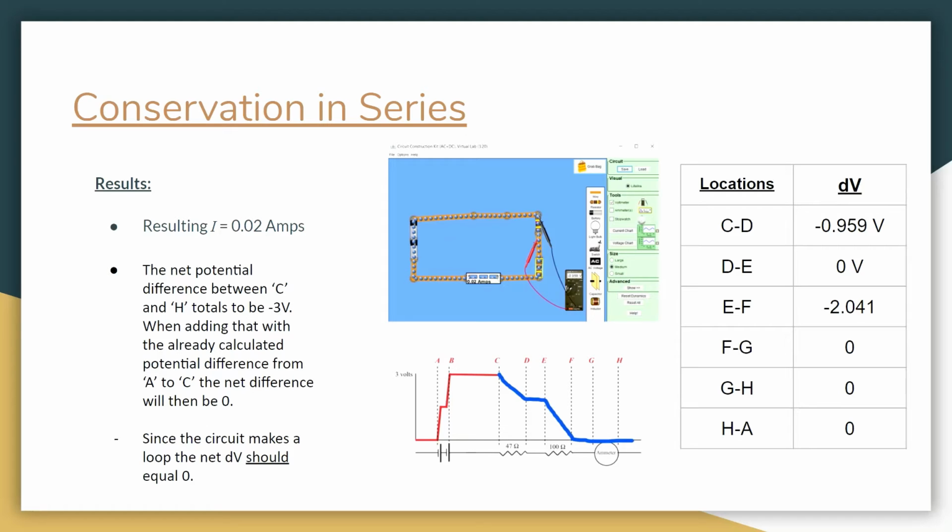And what this does is cancel out the potential difference of 3 volts that we got for A to C, making the circuit have a net potential difference equal to 0. And since it equals 0, it satisfies the loop rule, which is what we want.